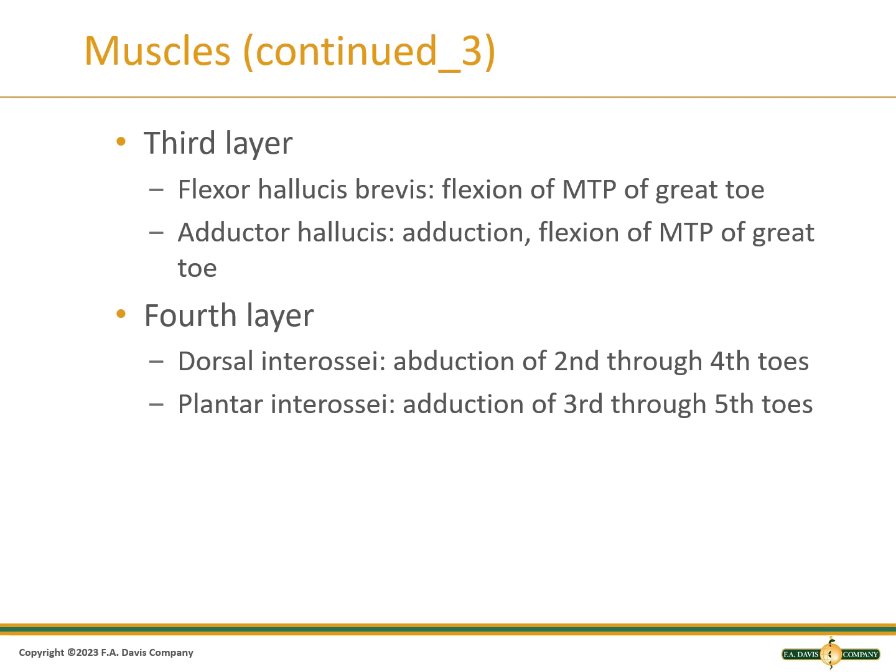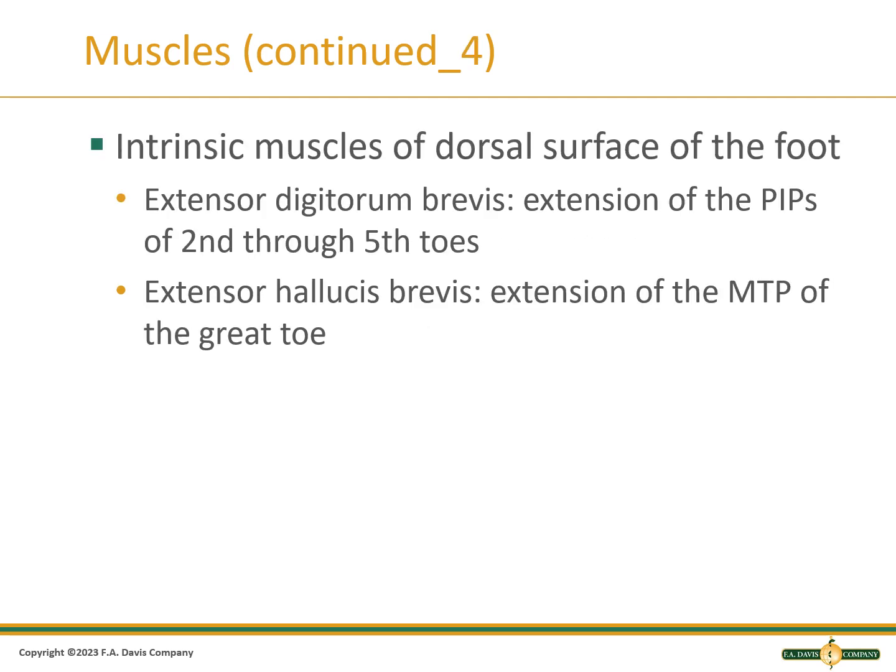First layer, is that the most superficial? Yes. Fourth is the deepest. Yes. Okay. Just making sure. Yes, good clarification. But first layer is going to be most superficial, fourth is going to be the deepest.